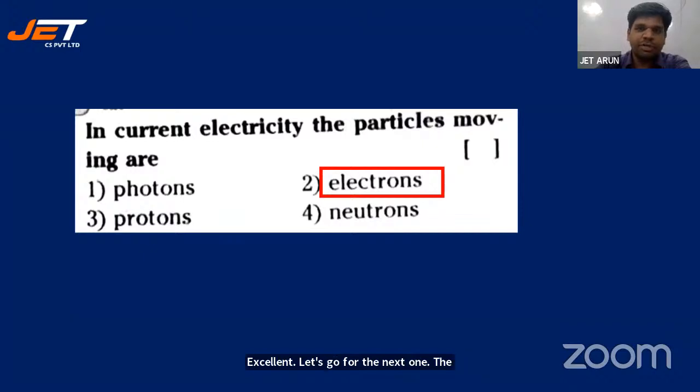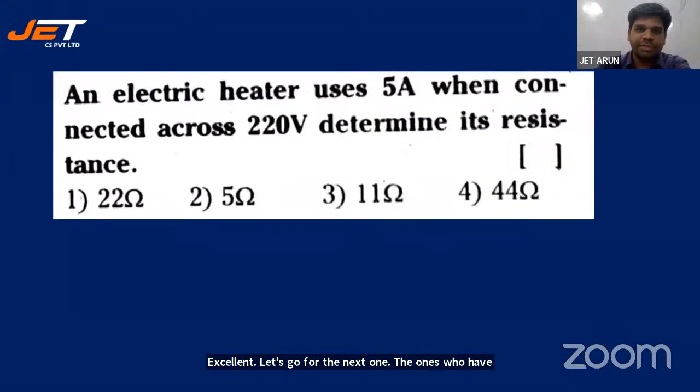The ones who have gone wrong, please mark and correct yourself. Okay, don't forget to correct. That's very important. That's the whole idea behind the session, students. An electric heater uses 5 amperes when connected across 220 volts. Determine its resistance. Use pen and paper, please. Don't go wrong in simple division. You know which law to apply.